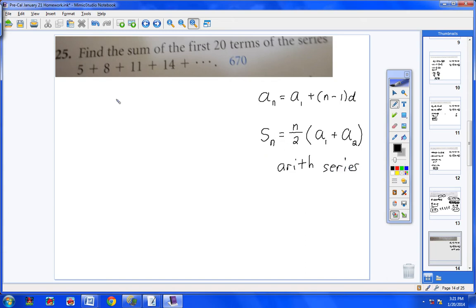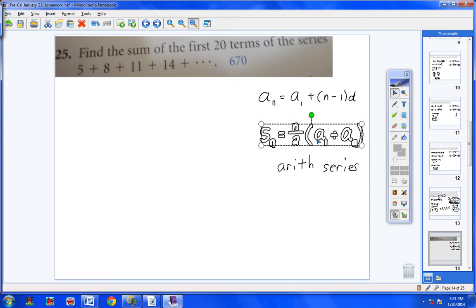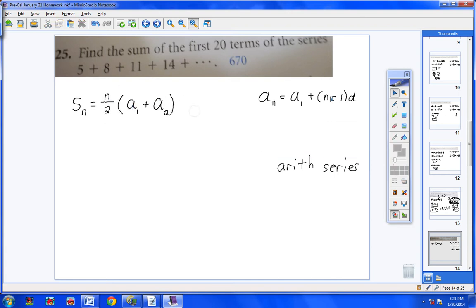Okay, now do we have an arithmetic series? Let's see, we're adding 3, adding 3, adding 3. So yes, we do have an arithmetic series. We're going to find the sum of the first 20 terms. Got it? First 20 terms. So here's my formula right here. All right, here we go.